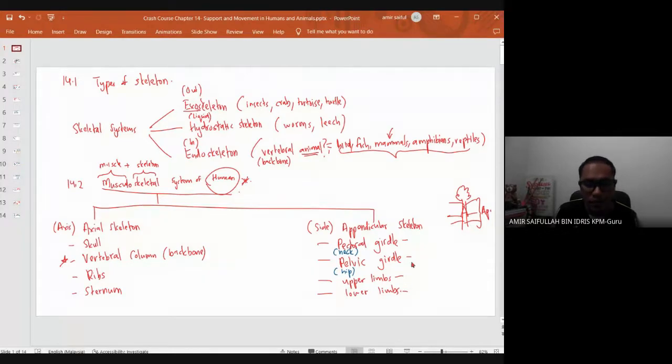Okay, so pectoral girdle is the neck, all the neck bone. Pelvic girdle, all the hip, pinggang. Okay, tulang-tulang yang ada di sekitar pinggang kamu, di sekeliling pinggang. Okay, that one is called pelvic girdle.